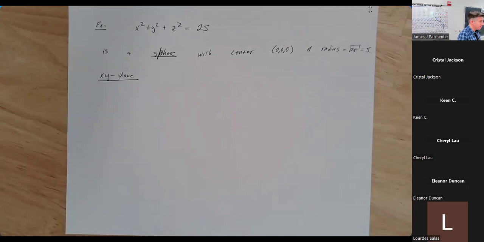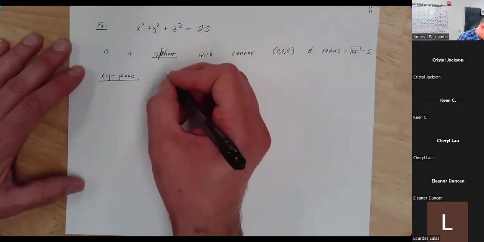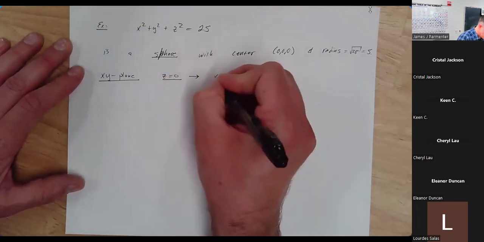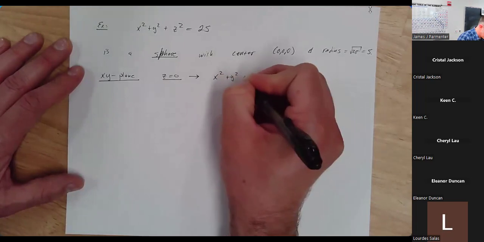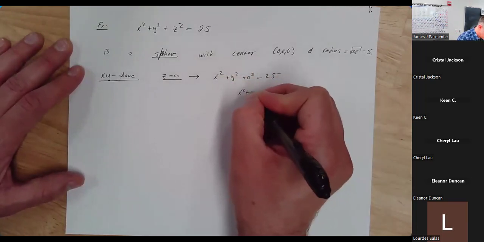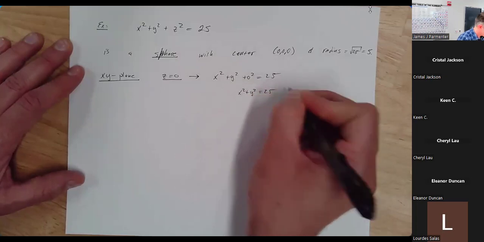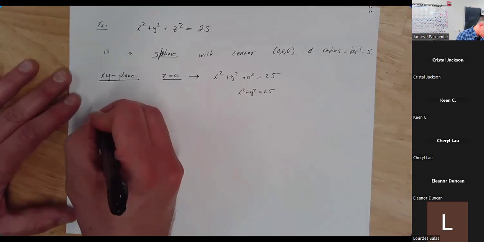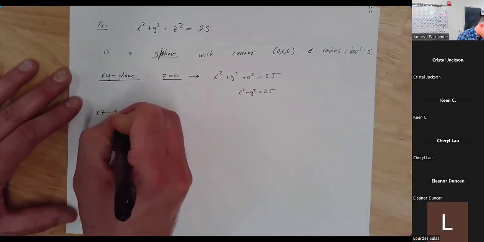Z, right? You're on the floor, you have no height, z is zero. So in the xy plane, z is zero, and look what we get. We get x squared plus y squared plus zero squared equals 25. So we get x squared plus y squared equals 25. A circle, radius 5.